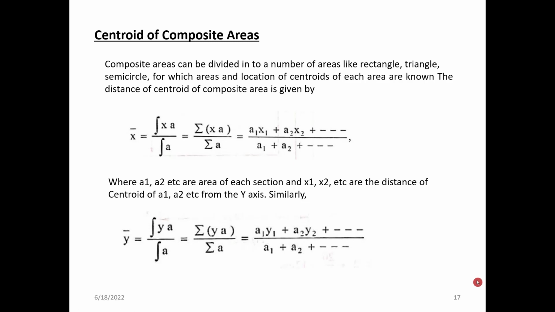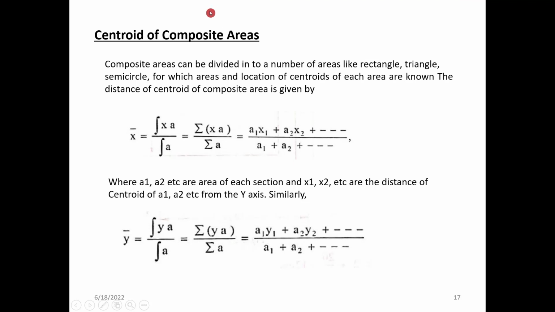We have seen different geometrical shapes, how to find the x bar, y bar using the equations, and we learned for various geometric shapes like rectangle, circle, sector, and others, how to find the centroids. So now we are going to discuss the centroid of composite areas.